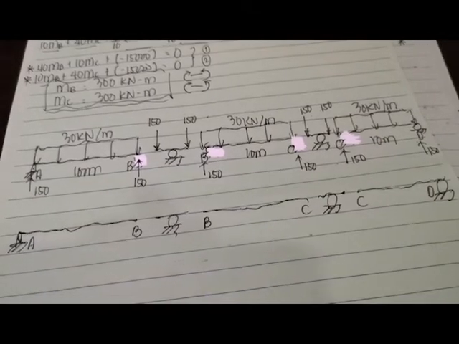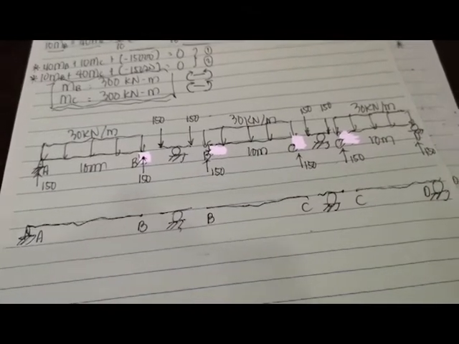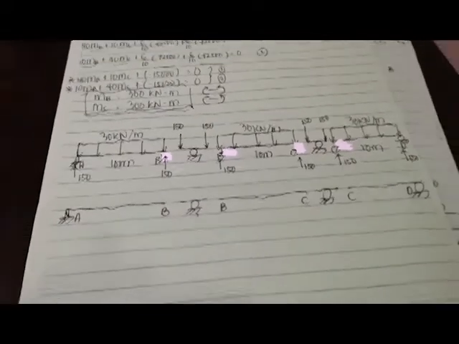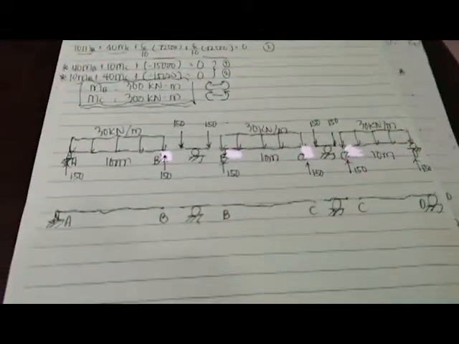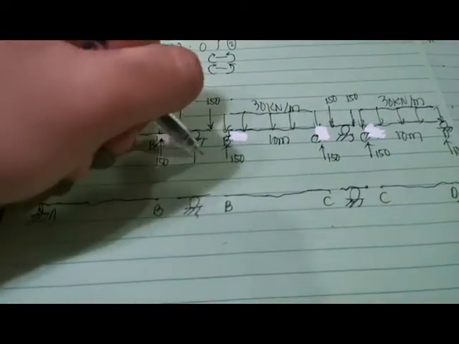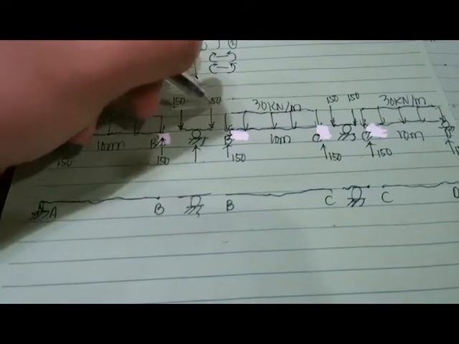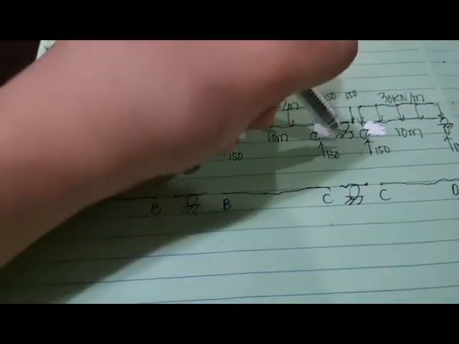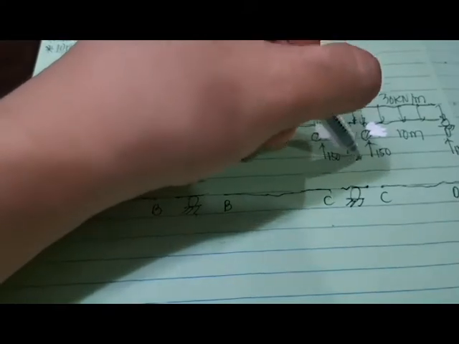Okay, and these are both downward. We can say that this is 150, 150, this is 300. 150, 150, this is 300.